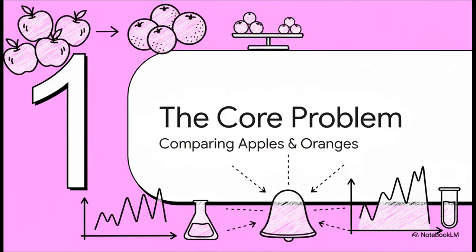Let's jump right in. One of the biggest headaches in data analysis is always translation. We've got all this important data, sales numbers, efficiency metrics, you name it, but it's all on different scales. It makes the direct, meaningful comparison totally impossible. This is that classic apples and oranges problem that everyone talks about.